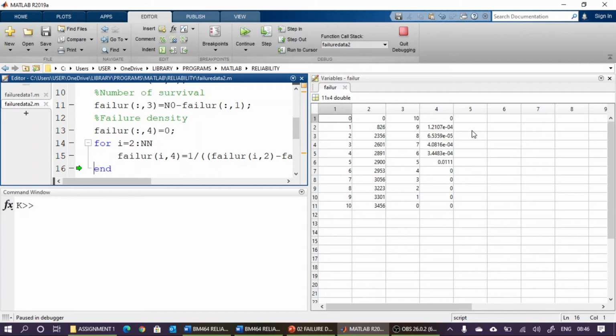So here you can see a large increase due to a very small delta t. This is the problem of this type of data. We can calculate the failure density and failure rate, but it will give an inaccurate one.